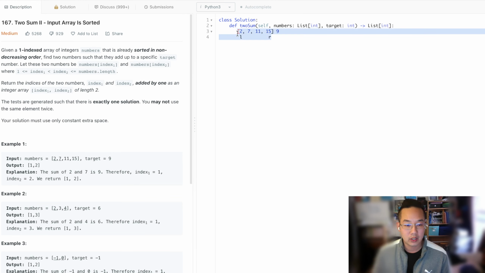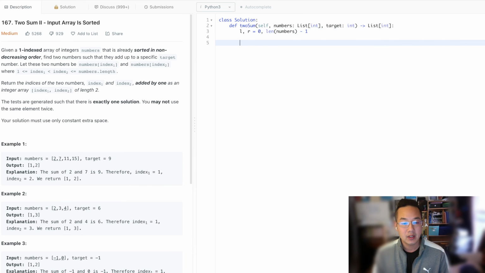All right, so here we go. We're gonna have a left and a right pointer. So let's empty this out. The left starts at 0 and the right starts at length of numbers minus 1. While left is less than right, we're gonna keep going. So let's say the total currently is equal to numbers of L plus numbers of R.